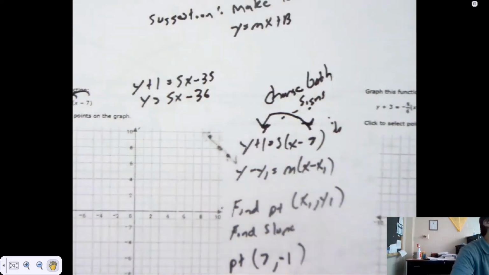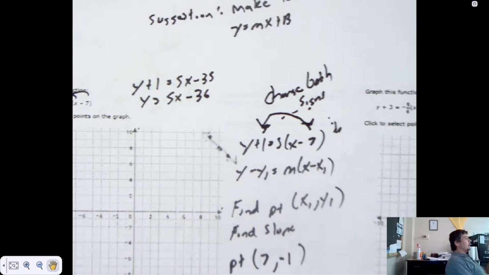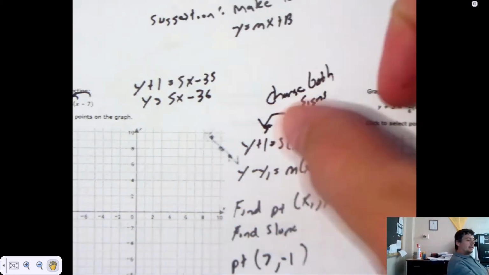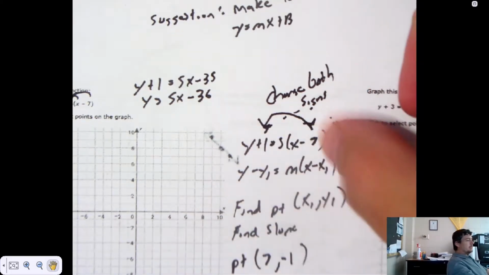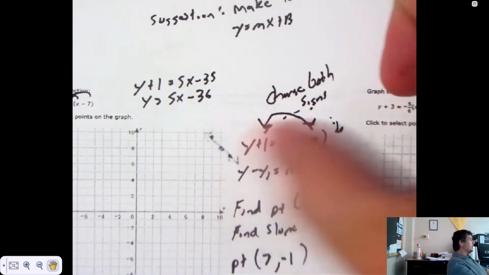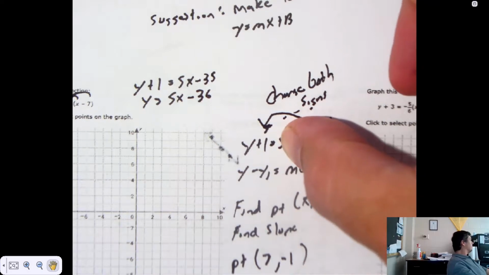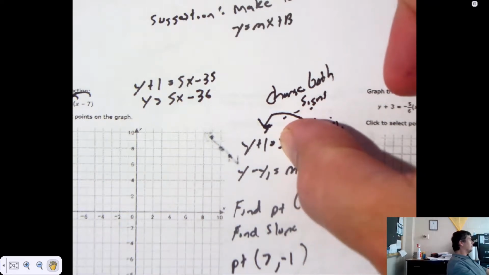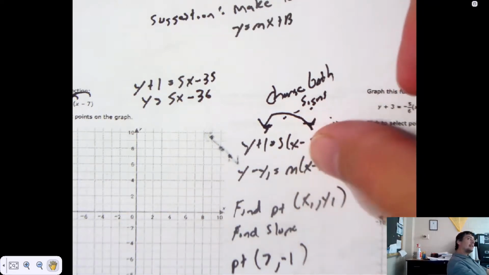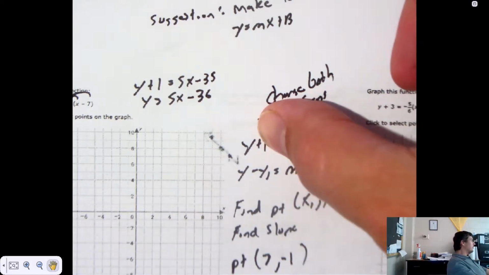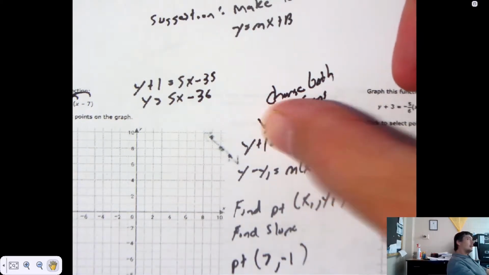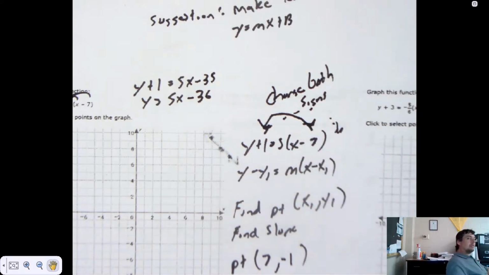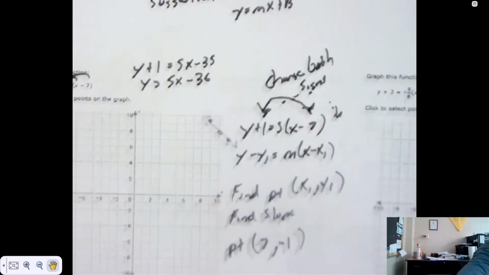And I can tell you real quick, a lot of kids, when they first do this, are going to get x and y backwards. They're going to put in -1 for x and 7 for y, because that's the order they see on the piece of paper. Don't be that kid. All right? You get x's from the thing with x's. You get y's from the thing with y's. It's really that simple. Now, what's your slope? 5.